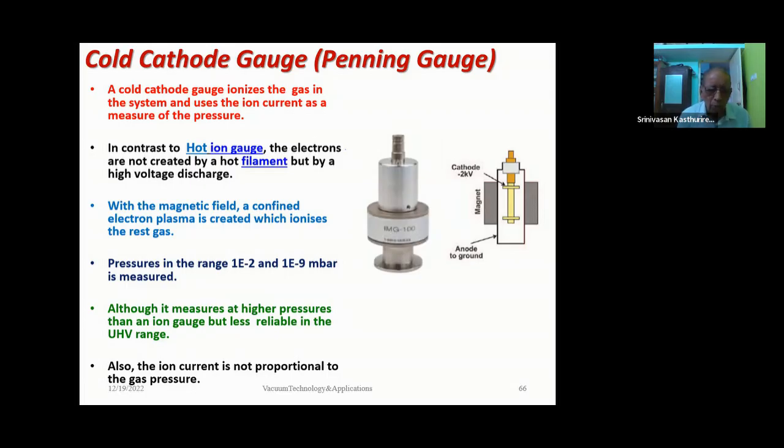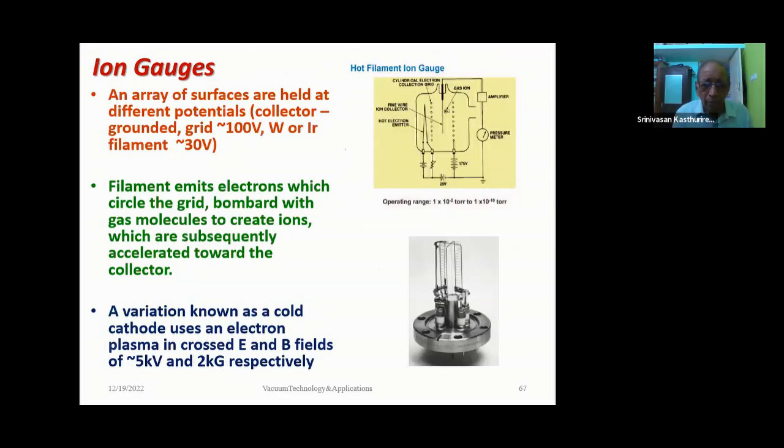Normally, a pressure in the range from about 1 × 10⁻² millibar to 10⁻⁹ millibar can be measured using the Penning gauge. Measurements at high pressure are often less reliable with a Penning gauge than with an ion gauge, because the ion current is not proportional to the gas pressure. Therefore, a cold cathode gauge, or Penning gauge, cannot measure very low or very high pressure ranges very accurately.